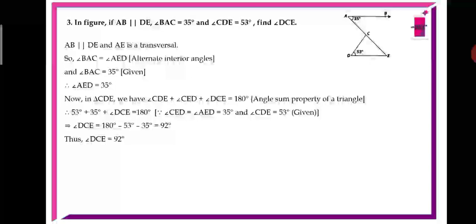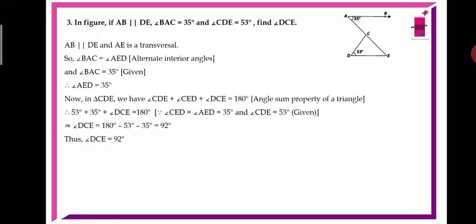If you take AE as a transversal, you will get angle AED equal to 35 degrees, because angle BAC equals angle AED, they are alternate interior angles. So we know that BAC is 35, then angle AED is also 35 degrees. Now in triangle CDE, we have angle CDE plus angle CED plus angle DCE equals 180 degrees. This is the angle sum property of triangles. The sum of three interior angles of a triangle is equal to 180 degrees.